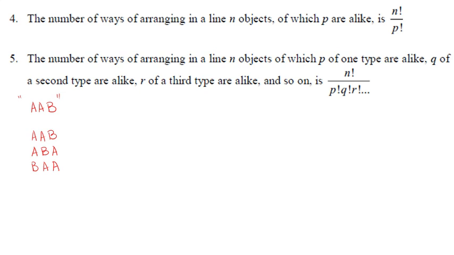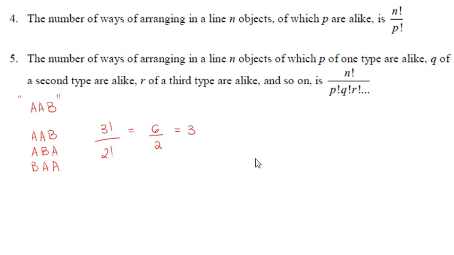So we could have calculated it using n factorial over p factorial. So that would have been 3 factorial, because we have 3 objects, divided though by 2 factorial, because 2 of them are alike. So we divide by 2 factorial. That's 6 divided by 2, which gives 3, just like we worked it out to be, right? So 3 different ways of arranging 3 objects in a line where 2 of them are alike.